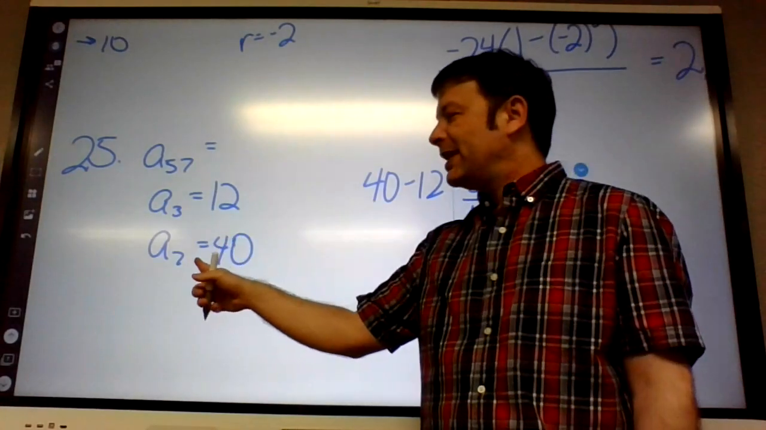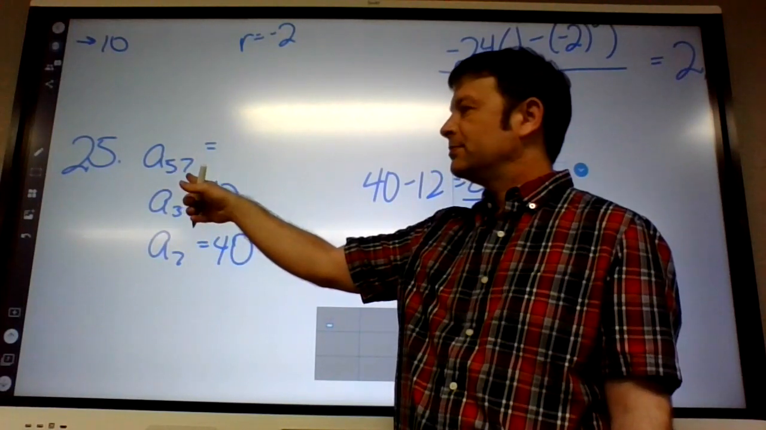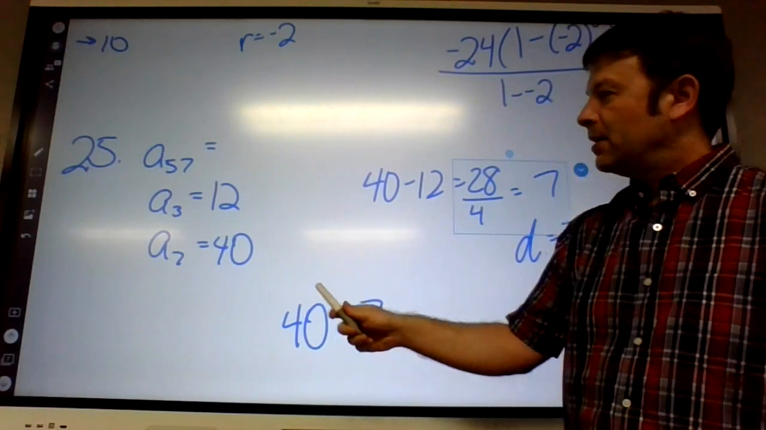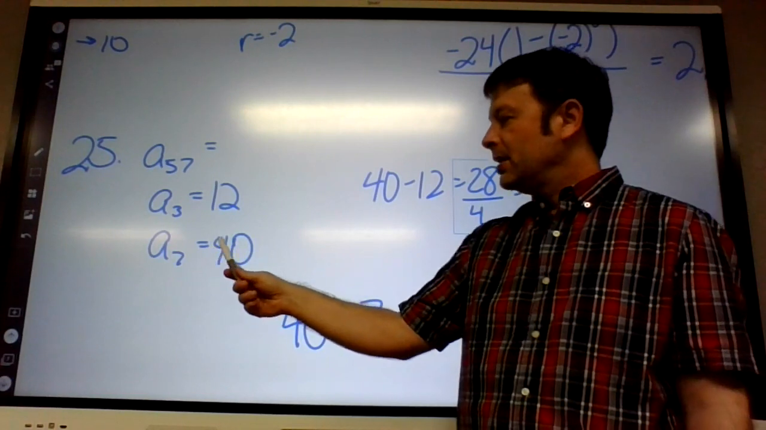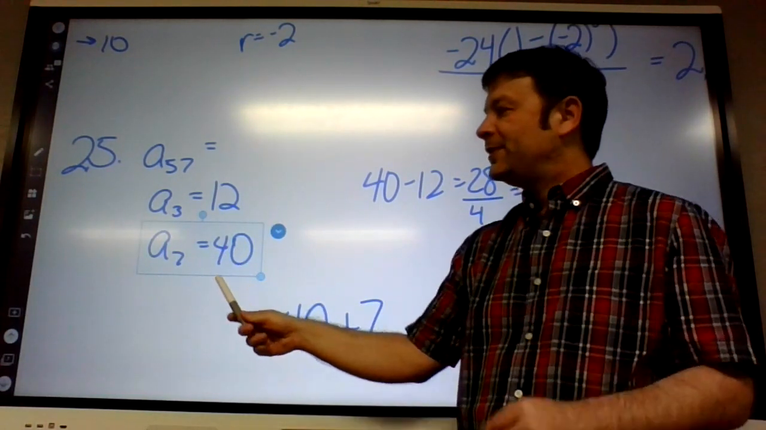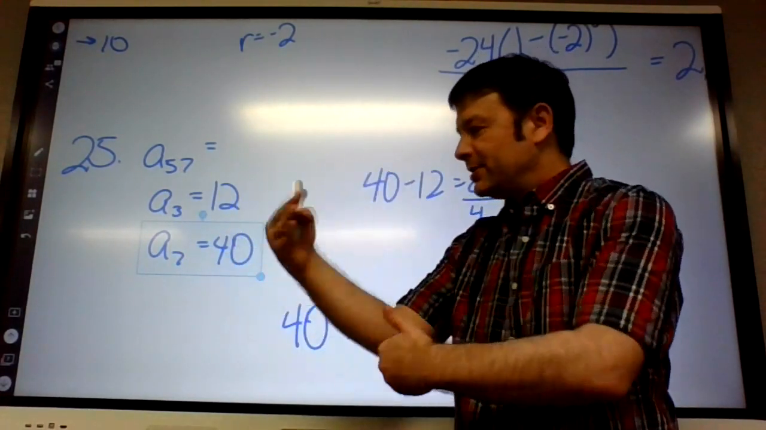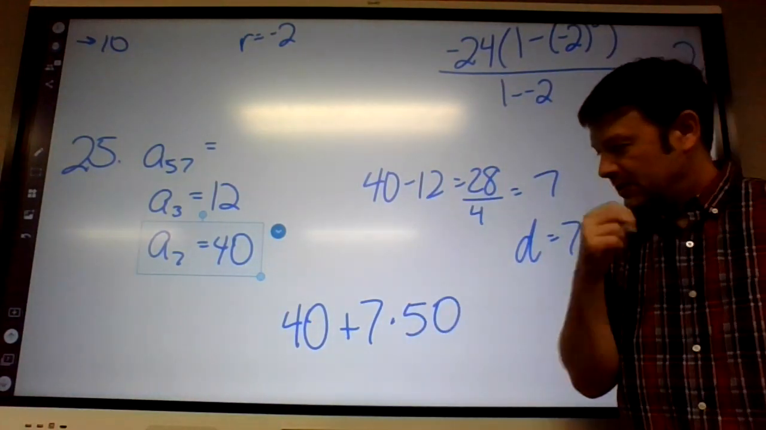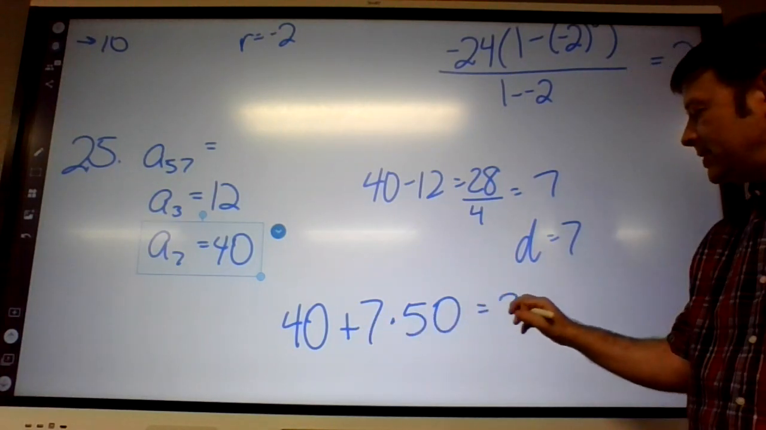If the 7th term is 40, how do we get to the 57th term? 7 times 50. Right, 50. You would add 7 to 40, 50 times, because between 7 and 57, that's 50 steps to get there. So it would be 50 times. That is 350 plus 40, so that would be 390.